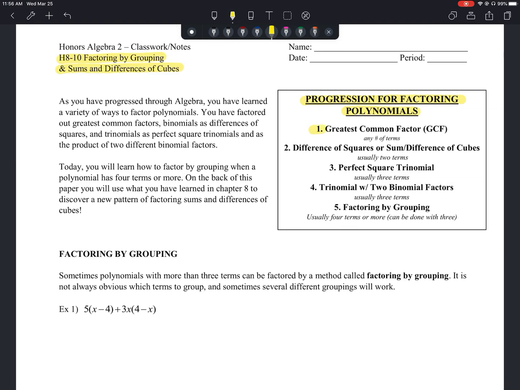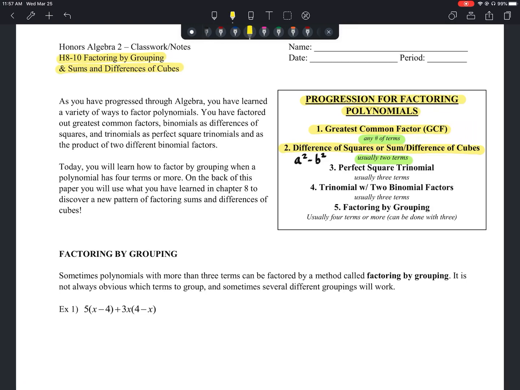But we know that we always ask ourselves, first of all, is there a greatest common factor? And when we're doing that, that usually works when there's any number of terms, right? We can always look to see, do all the terms in a polynomial have the same factor? Then the next part here, differences of squares or sums and differences of cubes. Now, this is typically when there are just 2 terms in our polynomial. So for instance, the one that we know right now is the difference of squares, a squared minus b squared. We know that factors into a plus b times the quantity of a minus b.